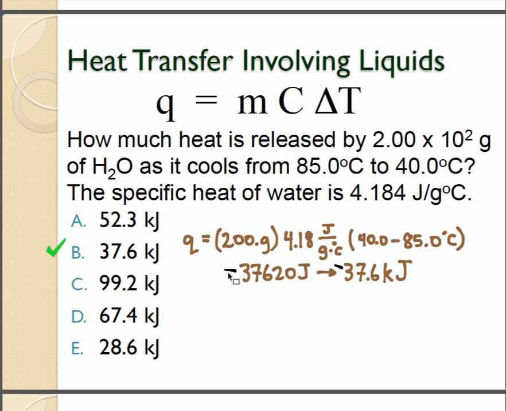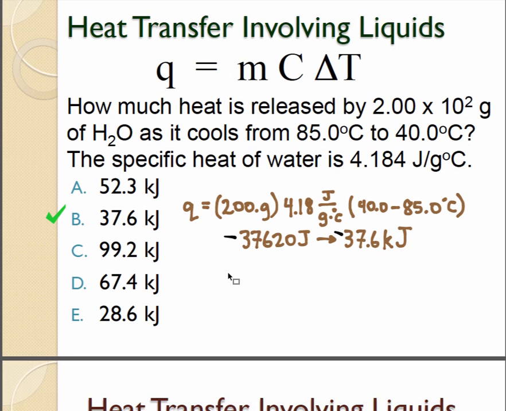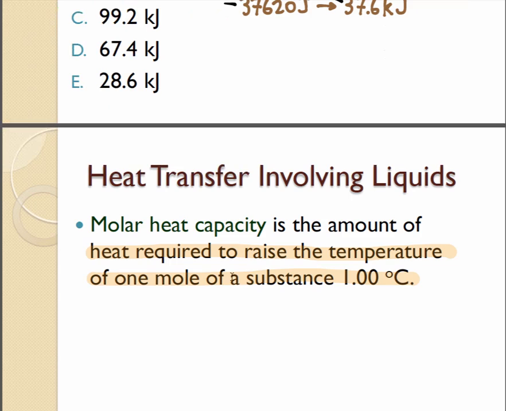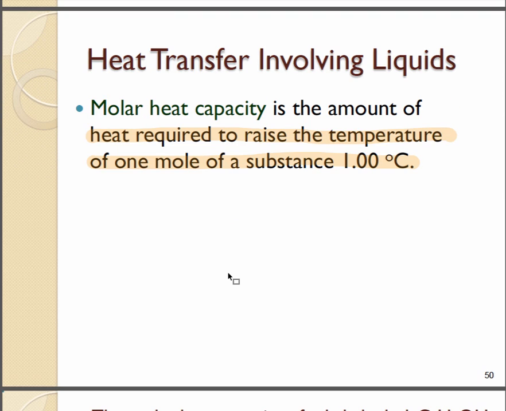Sometimes I'll throw in negatives or change the negative to a positive just because I know the conventions of heat flow, which you might also remember from chapter 6, or you might not. The heat capacity is the heat energy needed to raise 1 gram of that substance 1 degree Celsius. For water, it's 4.18 joules per gram degree Celsius.